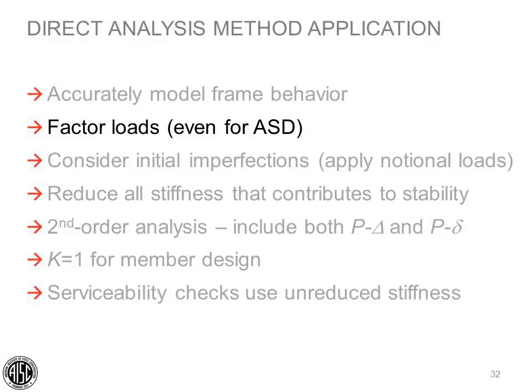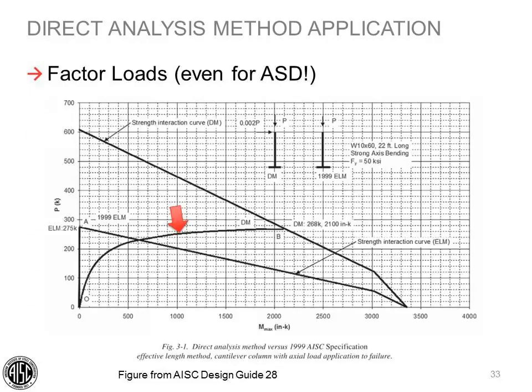The die-hard ASD folks out there won't like this one, but you need to factor all your loads, even for allowable strength design. So why do you need to factor loads for ASD? Well, we're trying to capture the actual structural behavior at the strength limit state. Going back to our previous cantilevered column example, you can see how nonlinear the structural behavior can be due to second-order effects as we approach the strength limit state. So even when using allowable strength design, we must factor our loads up to the factored strength limit state level.